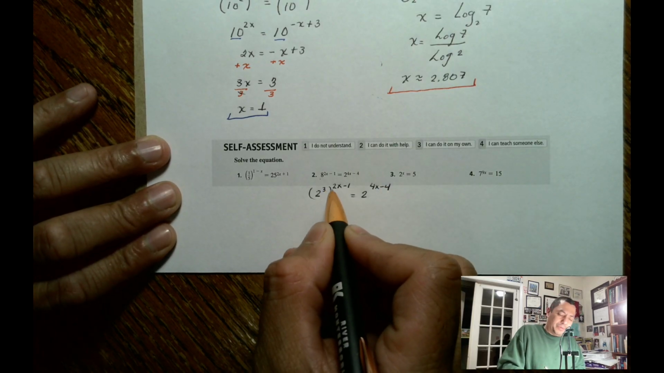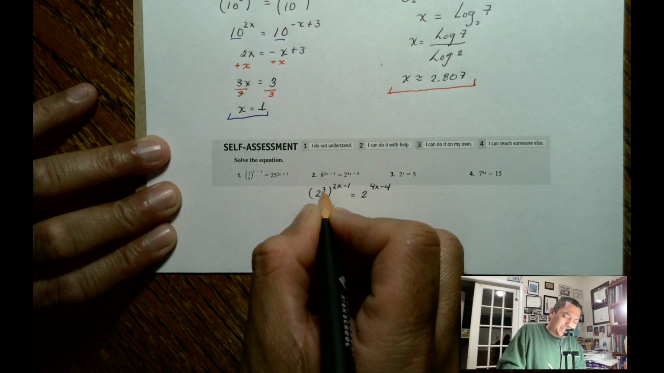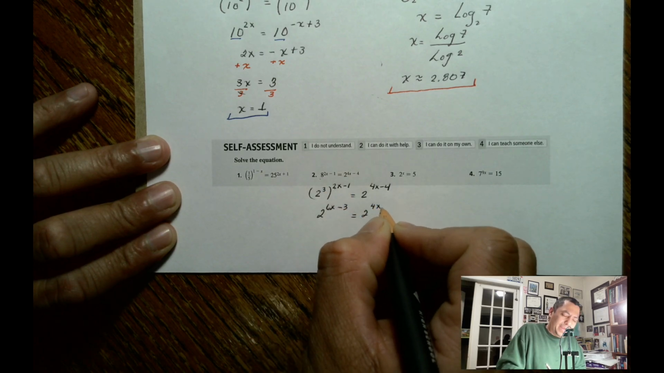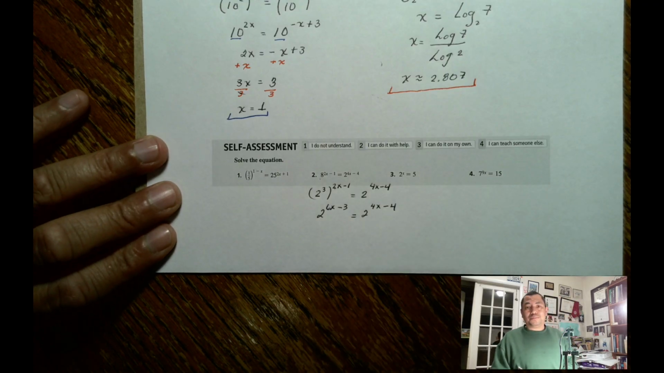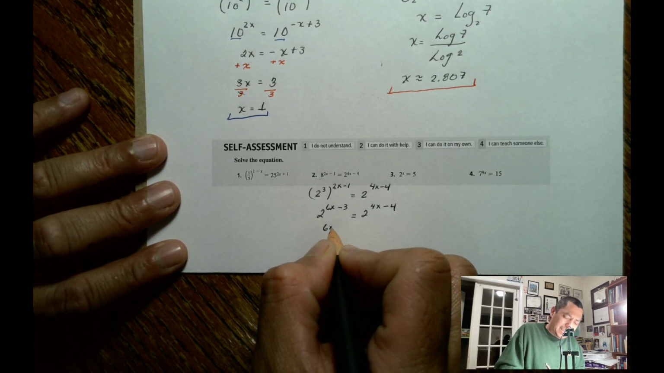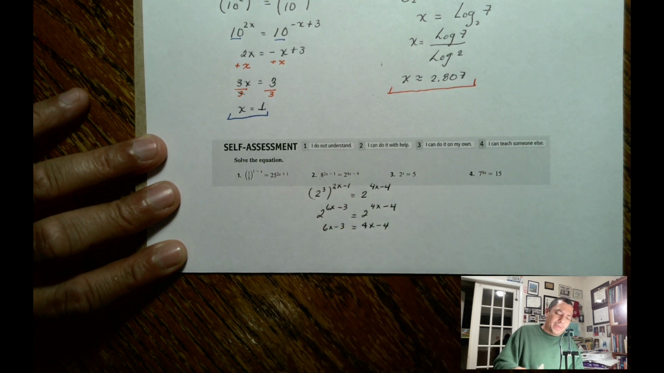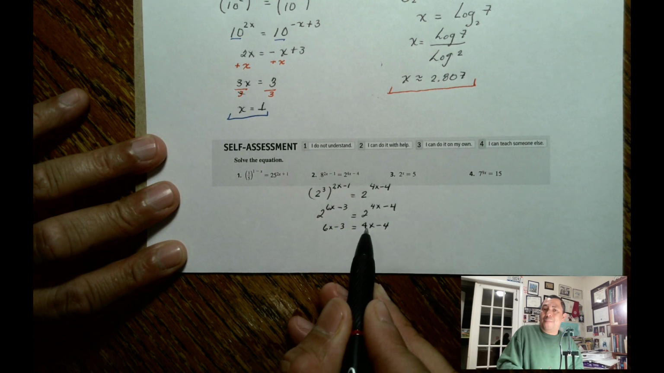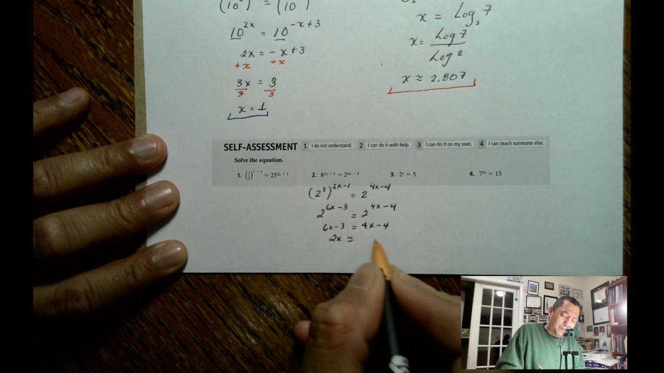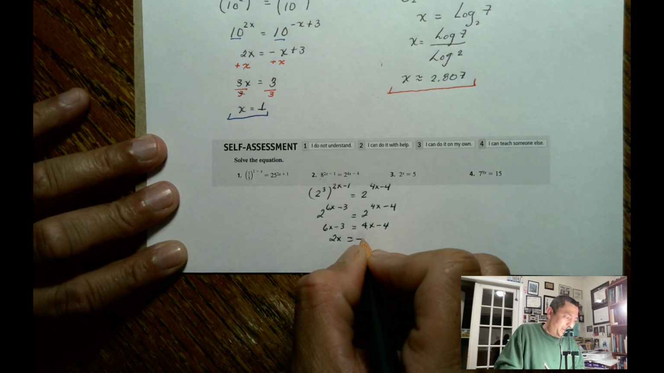I'm going to multiply 3 times 2 is 6, so I have 2 to the 6x, 3 times negative 1 minus 3 equals 2 for x minus 4. My bases are the same, so I can just have 6x minus 3 equals 4x minus 4. I'm going to do 6x minus 4x is 2x equals, plus 3 is still negative 1.